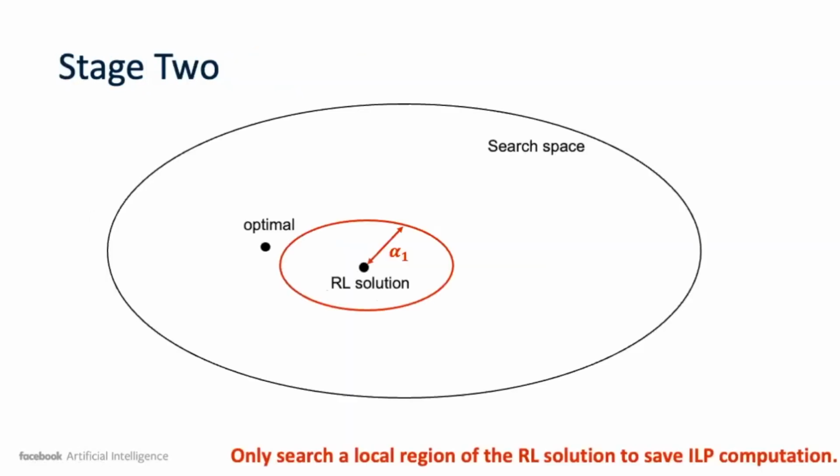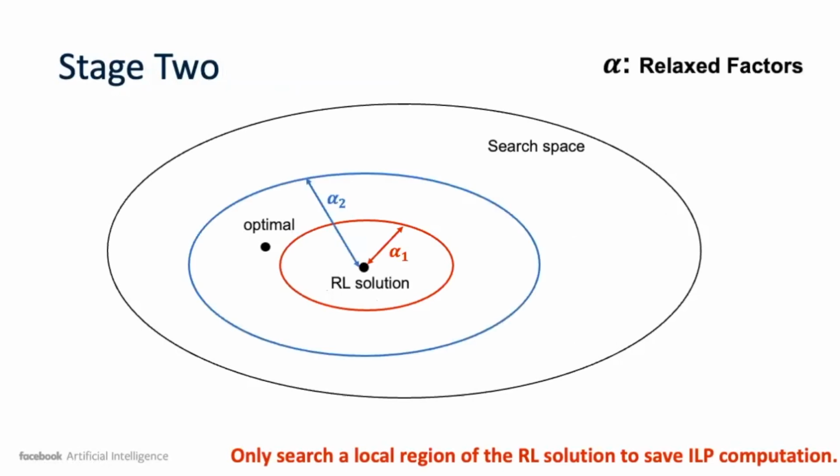And stage 2 is very simple. Once you have the reinforcement solutions, you can add the solution back to the ILP solver, and then you only allow the ILP solver to search in the local vicinity of the reinforcement solutions. This makes things much easier because you already have a feasible solution from reinforcement learning, and ILP will be able to leverage that in order to find better solutions, because this reinforcement solution gives you a lower bound about how things can be. So it's much easier for the ILP solver to solve the problem.